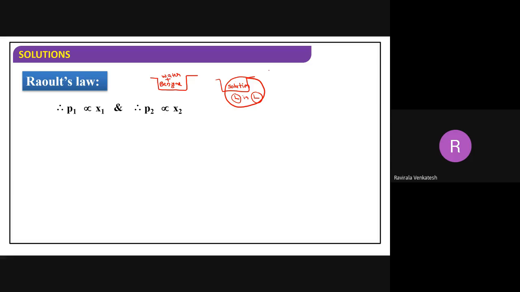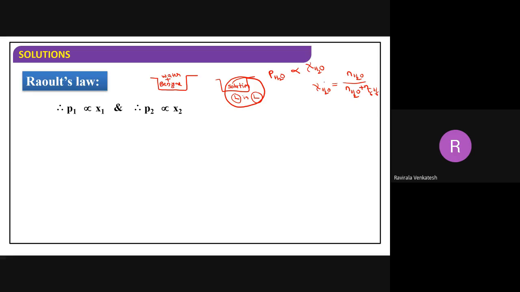Now, in this solution state, the partial pressure of water. The pressure exerted by water in the solution is called what? Partial pressure of water, that is directly proportional to mole fraction of water. Now what is mole fraction of water? You know that one. Mole fraction of water means number of moles of water divided by total number of moles, that is number of moles of water plus number of moles of benzene.